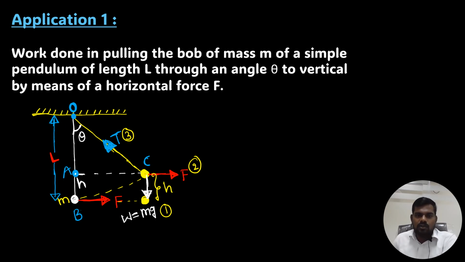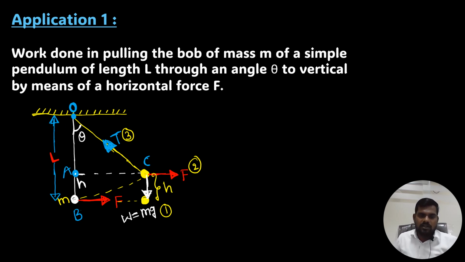Okay, right. So the work done formula: we know work is equal to force into displacement. First I will take the work done by gravity, W1, with weight mg. Now I will take the work done by the horizontal force, that is the second work done, and third, I will take the work done by the tension T. In total, three works happen here. Then finally I will take the resultant work done, W is equal to W1 plus W2 plus W3. Then finally I will get how much work is happening on this system.